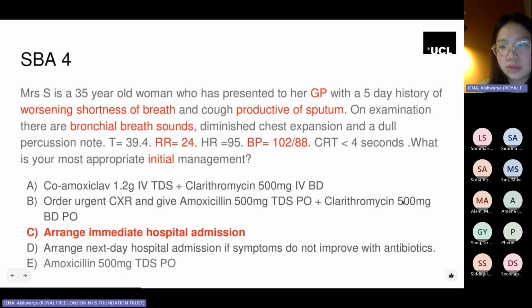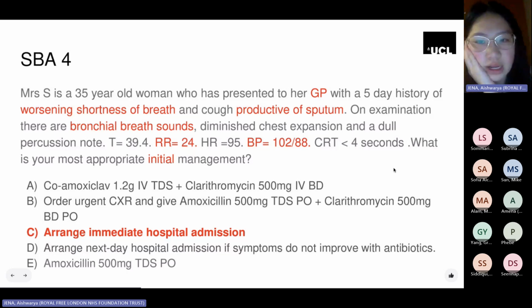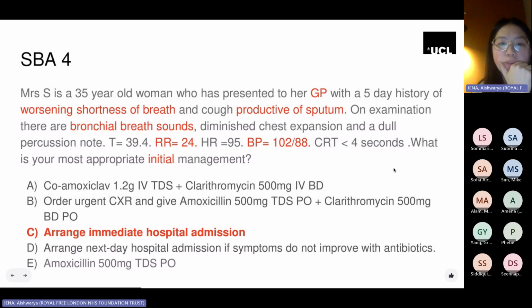So this question seems quite similar to the other one, but this time the key is to recognize that this person has got sepsis. So how do we know that? They've got worsening shortness of breath and productive sputum. This is a classic pneumonia picture. But then the key thing to note is the respiratory rate is increased, so it's above 20, the blood pressure is borderline low, and the fever is very high. With someone who's 35, you wouldn't really expect them to be so systemically upset with just pneumonia. So this points to a sign of sepsis.